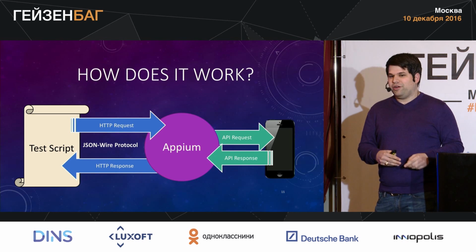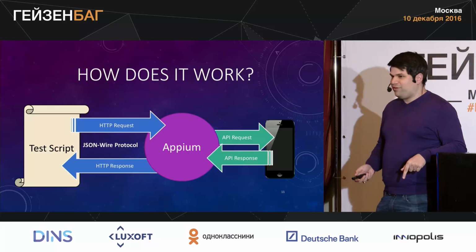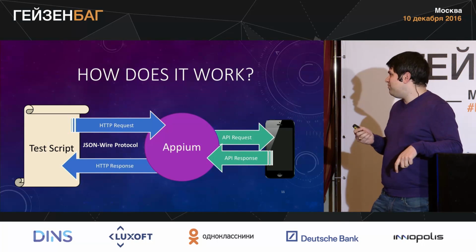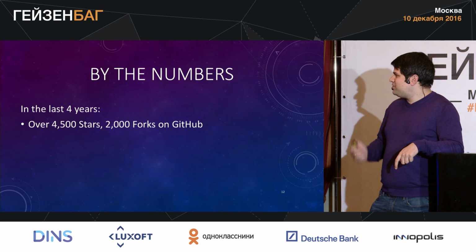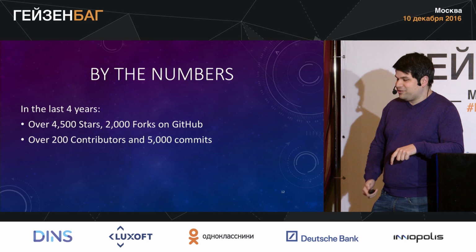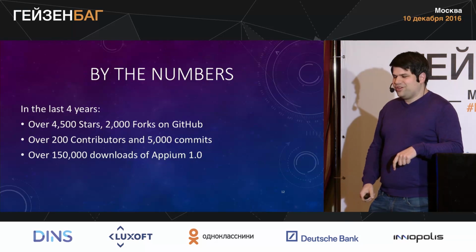Other people had to rewrite their entire test suite. So we provide that layer of abstraction for you, which is very, very powerful. So by the numbers in the last 4 years, a lot of stars, a lot of forks, a lot of contributors, a lot of commits, a lot of downloads.